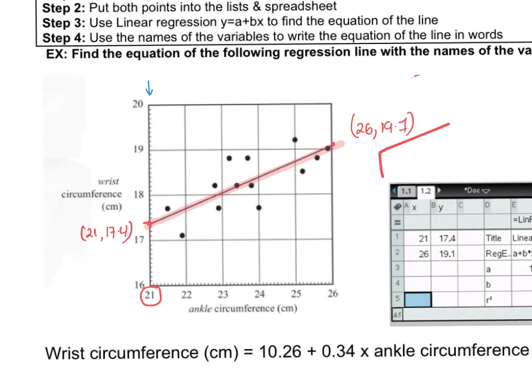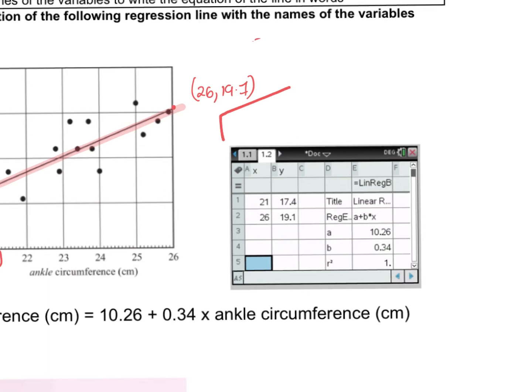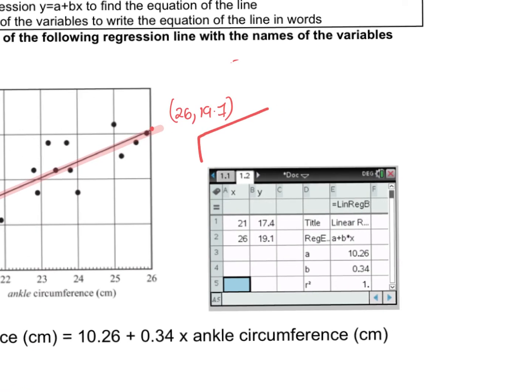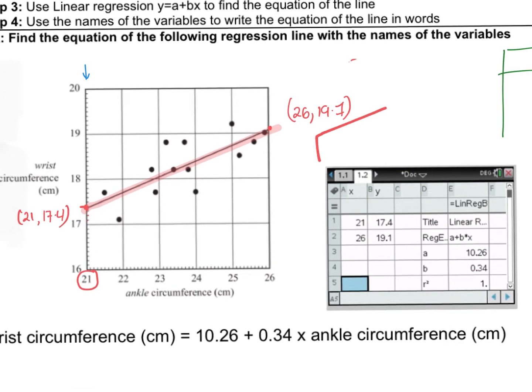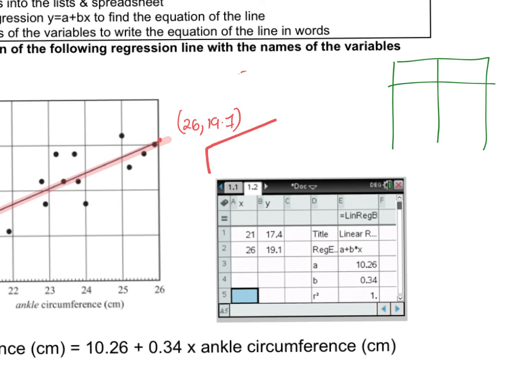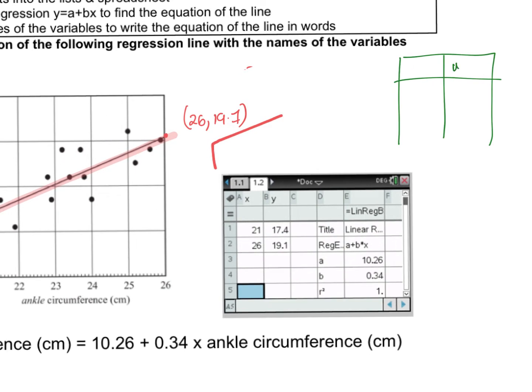So what you're going to do is pretend that's your list, like a table of values. We'll even call it what they've called it. What was our EV? Wrist was our RV and ankle was the EV. Okay, so we're just going to use those 2 points we've got and pop them in a list and spreadsheet.